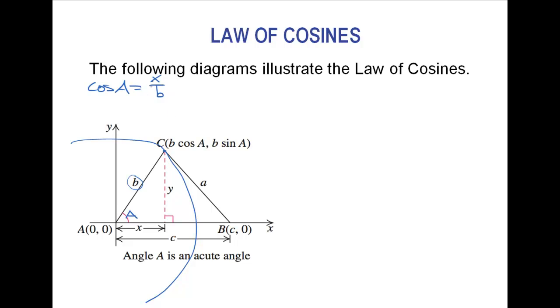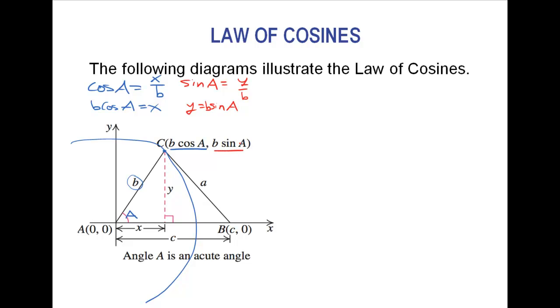So if we wanted to solve for x, or figure out what this distance was, we just multiply both sides by b. So we get b cosine a equals x, and that's what they have right there. Then we can do it over again and look at how sine of a is opposite over hypotenuse, y over b, and so y equals b sine a, and there's our y piece.